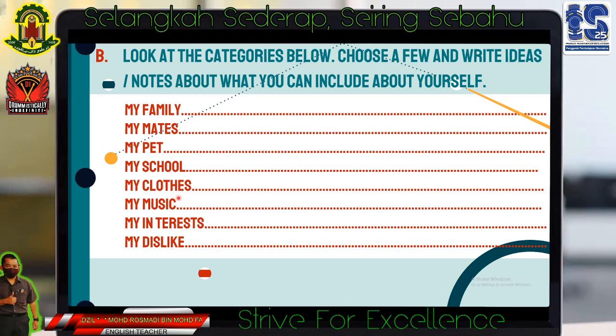So these are the categories that later on you are going to write. Not all, okay? I repeat, bukan semua. You choose only. We are going to refer to Ahmad's web page yang atas tadi. Like Ahmad just wrote 2 categories. He wrote about his mate and he wrote about his interest. So you guys are going to choose 2 also, 2 categories.